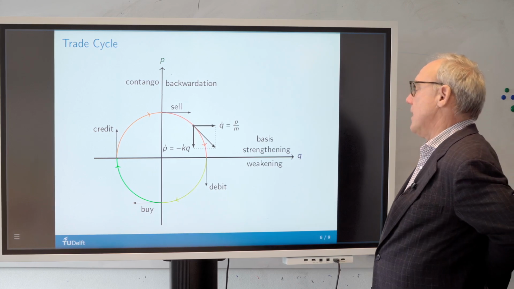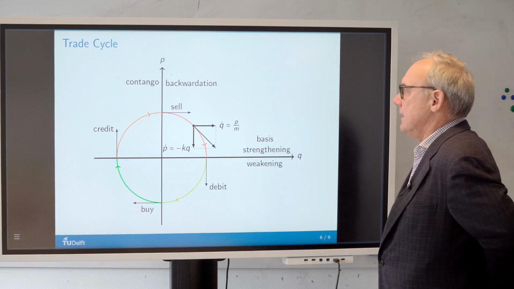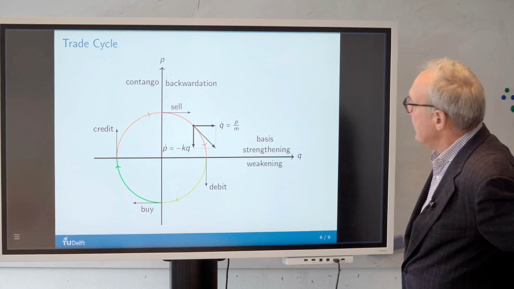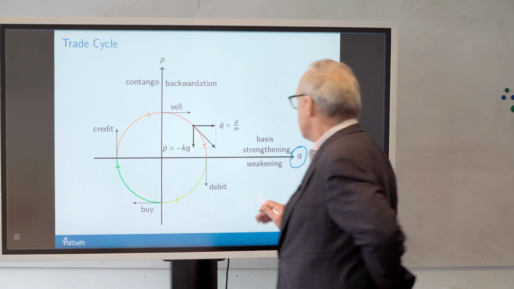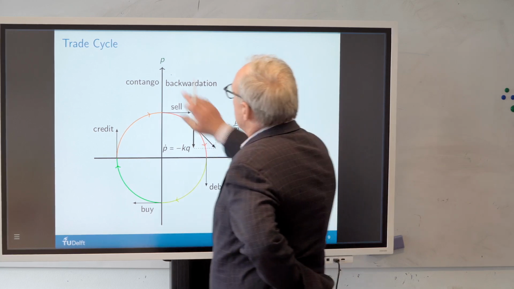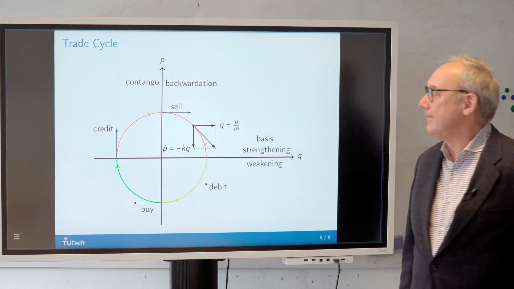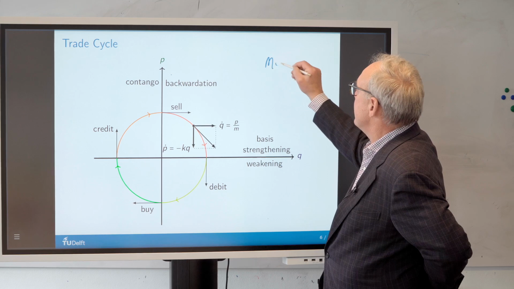There's some terminology associated with it, and what I want to do with this slide is go through that. So remember, we have two variables: the scarcity here, and the price over here. And actually, what I assumed here is just m in this case.